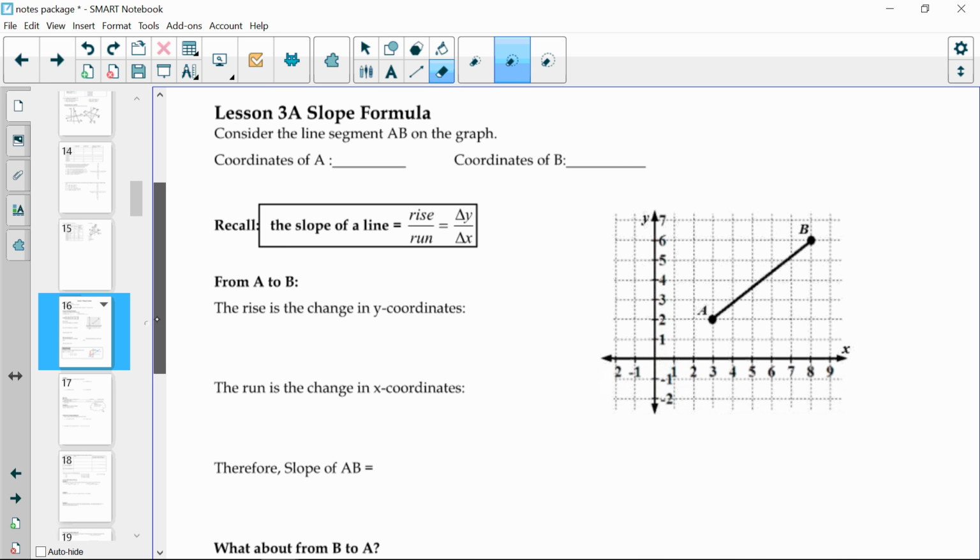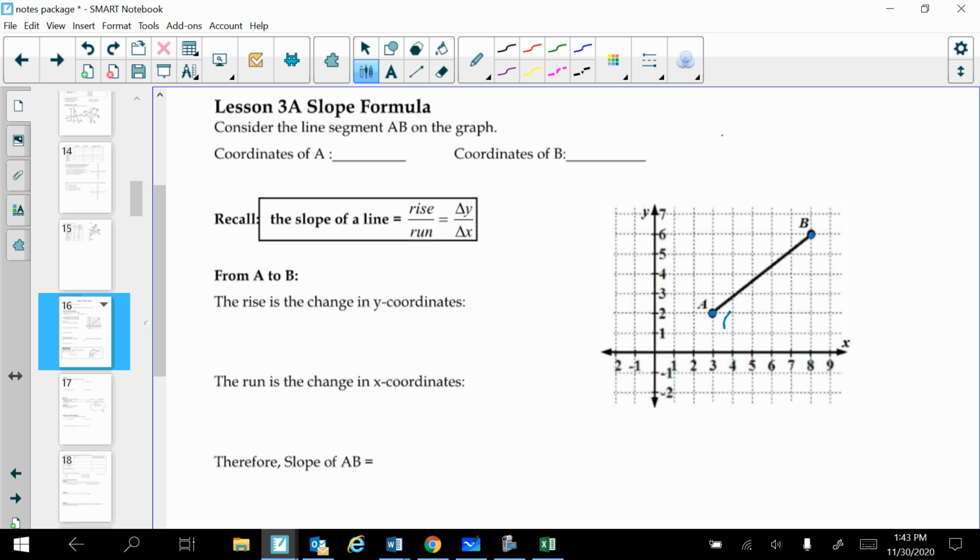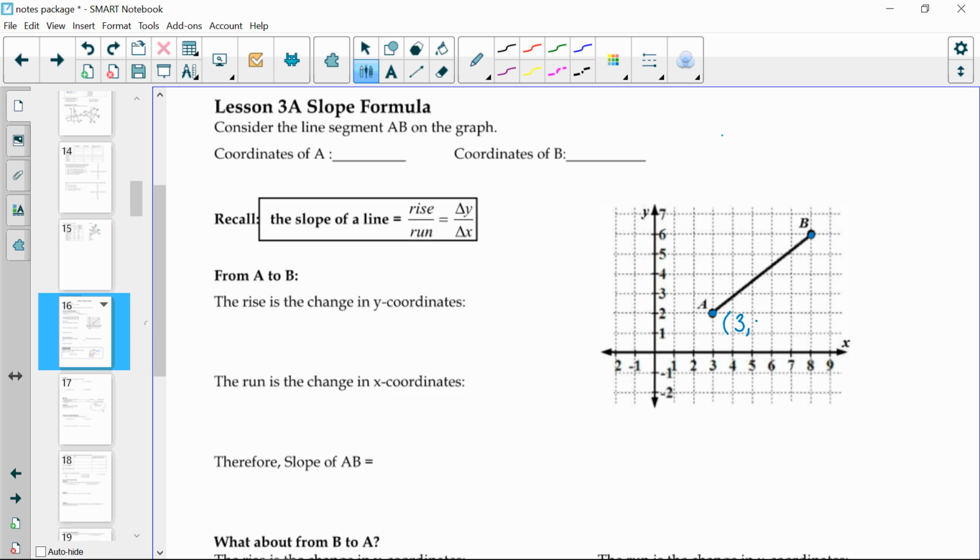So let's take a look at the very first example, slope formula. Okay, so coordinates of A and coordinates of B. Take a look at this line segment AB, and let's mark those coordinates. I always like to first start by marking the coordinates on the graph. So I've got 3, 2, and the coordinate for B is 8, 6. Okay, so we're going to talk about the rise. The rise is the change in y coordinates.